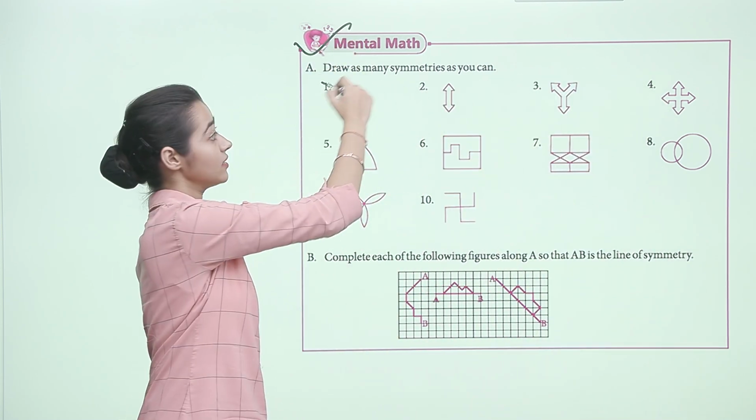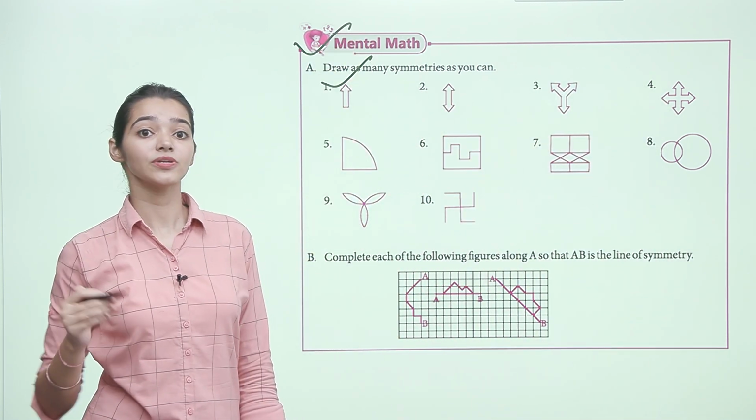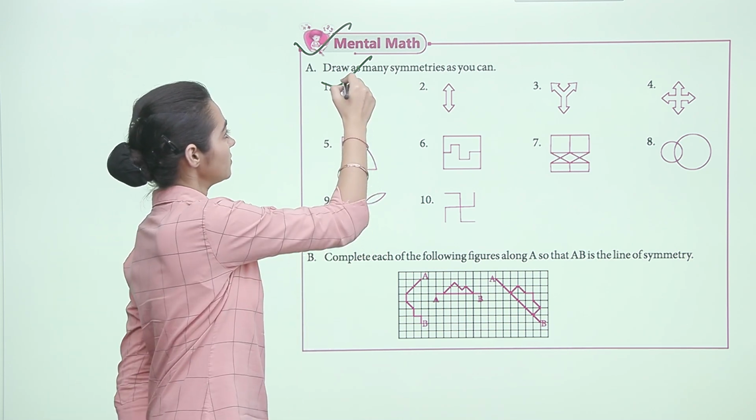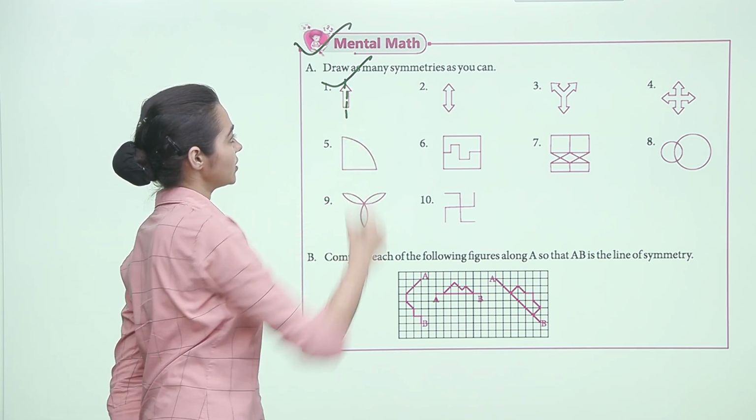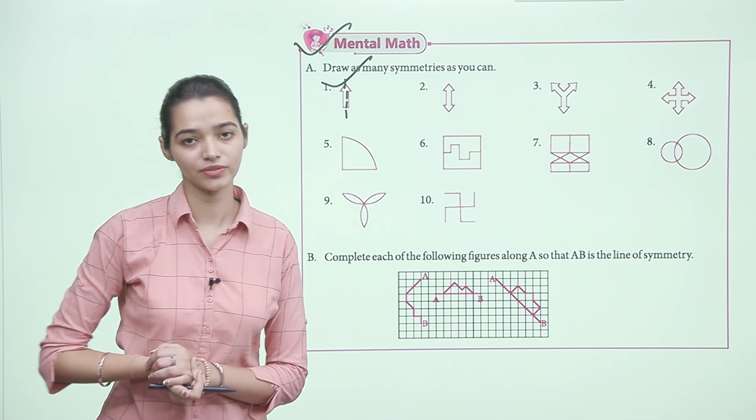Here's our mental maths. Here we have to draw as many lines of symmetry as we can. So in the first one, only one line of symmetry can be drawn. That's how you can complete the remaining ones.